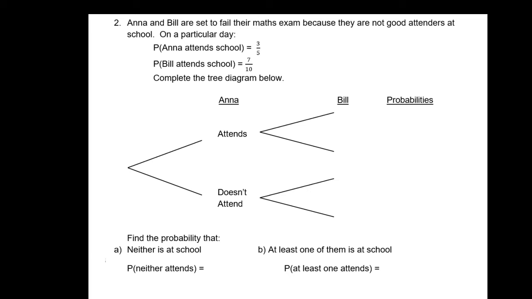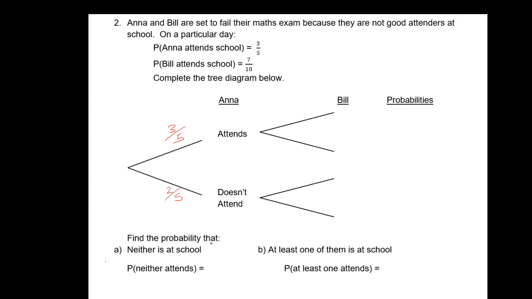Okay, so we've got people that are bad at attending school. So Anna. Probability she attends school is 3/5, which means the probability she doesn't attend is 2/5. Okay, that's a very low percentage. That's a 60% attendance. That's not very good at all.